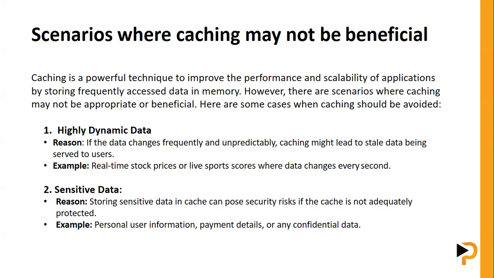Now, highly dynamic data. We want data which should be updated continuously, and some reads and writes are happening, and we want the fresh data every time. So if data changes frequently and unpredictably, caching may not be useful. An example is real-time stock prices or live sports scores, where data changes every second. So there is no advantage to storing that data in a cache.